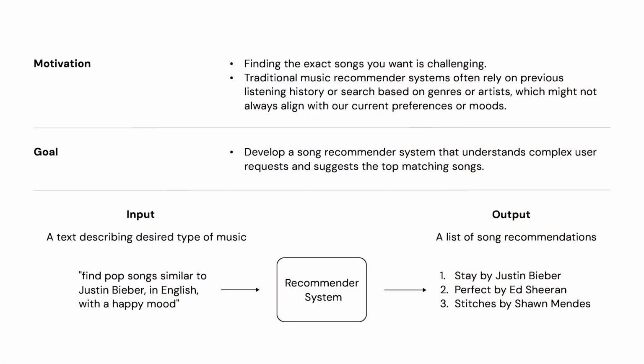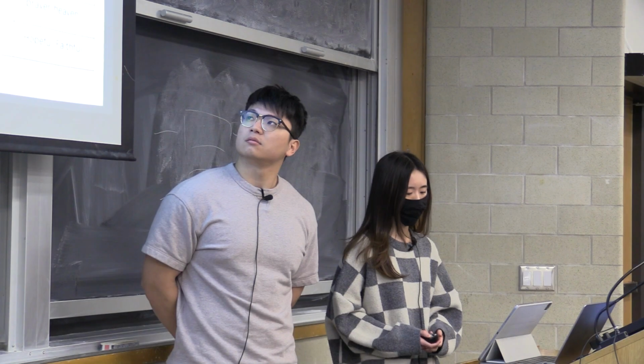Traditional music recommender systems often rely on our previous listening history or search based on genres or artists, which might not always align with our current preferences or mood. Our project aims to develop a song recommender system that understands complex user requests and suggests the top matching songs. Users can input specific music preferences, such as "find pop songs similar to Justin Bieber in English with a happy mood," and receive a list of recommended songs.